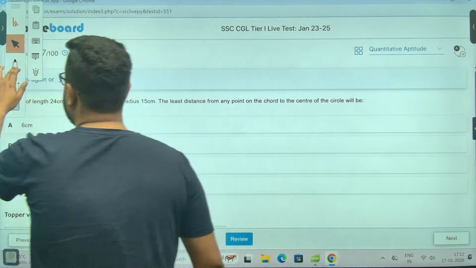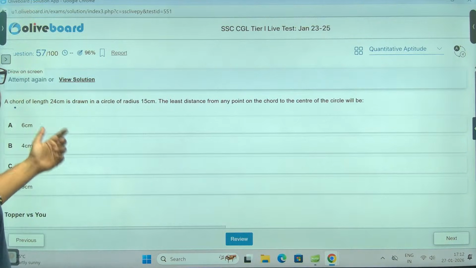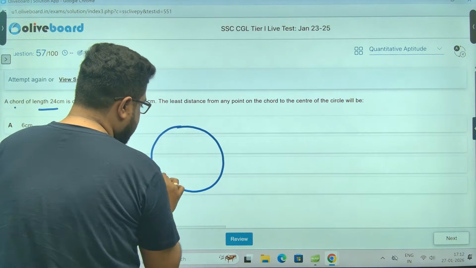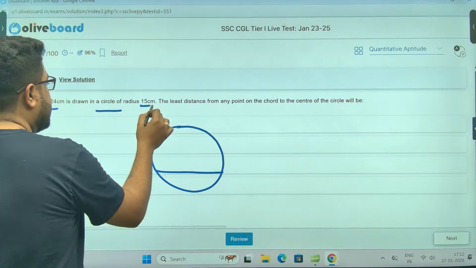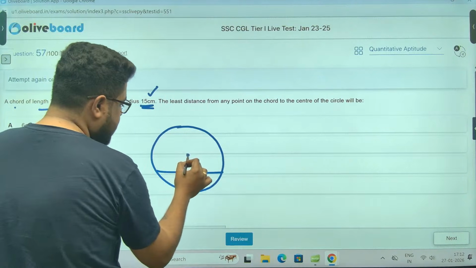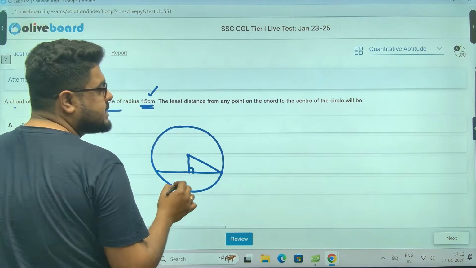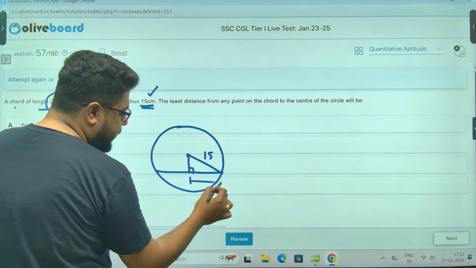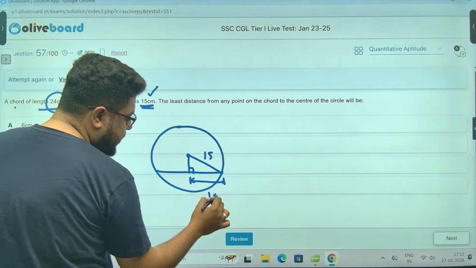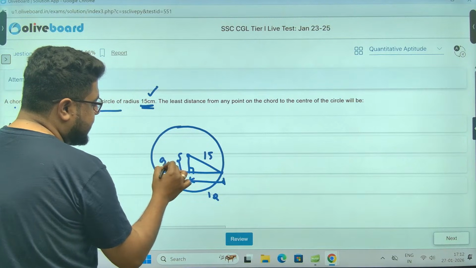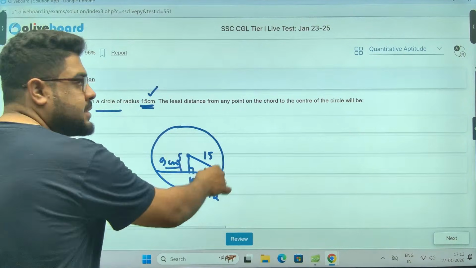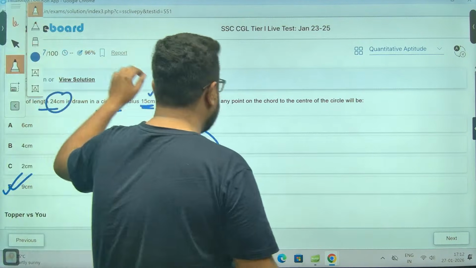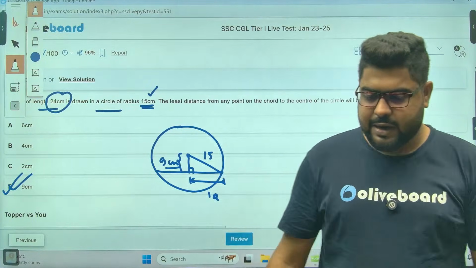Sir, what is the question? A chord this much. Okay, sir. The chord is 24 centimeter and the radius is 15. Least distance meaning perpendicular distance. Radius 15, chord 24, so this will be half of the chord, meaning 12. Use the Pythagorean triplet, this will be 9, because this is nothing but an extension of 3, 4, 5. So option D, 9 will most definitely be your correct answer.